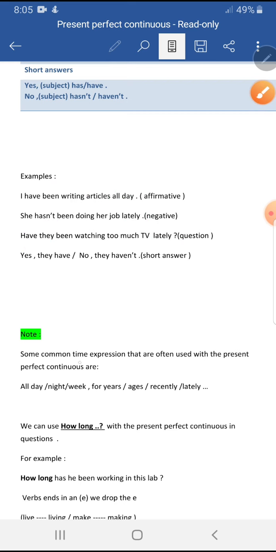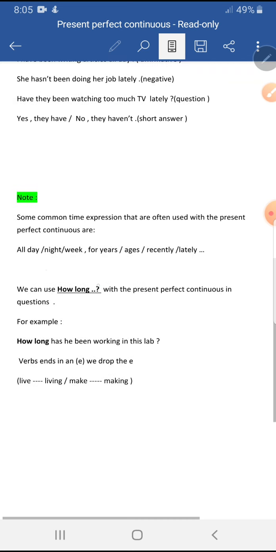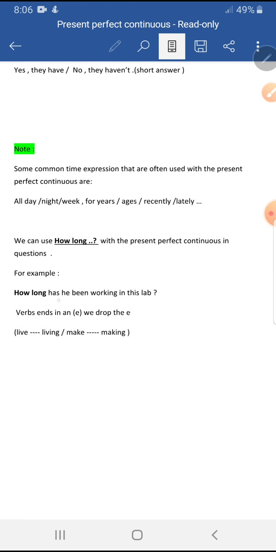So we have some common time expressions that are often used with the present perfect continuous: all day, all night, all week, for years, ages, recently, lately. كمان recently lately هتلاقوهم هم أكتر تنتين مستخدمين in present perfect continuous. And we can use how long with the present perfect continuous in questions. For example, how long has he been working in this lab? So بقدر أحط أنا how long مع ال present perfect continuous in question.